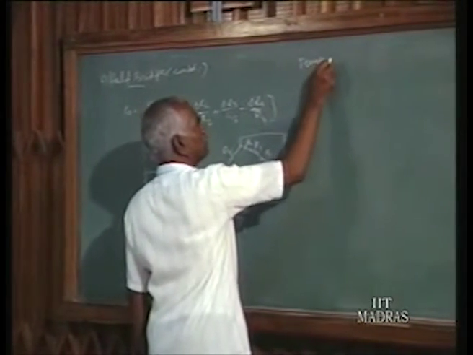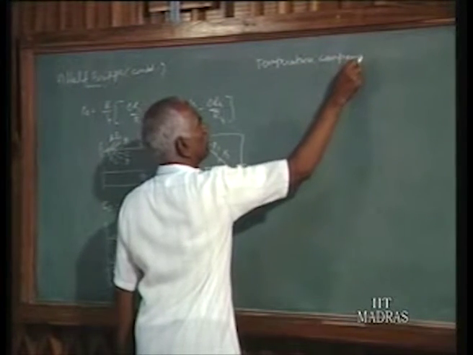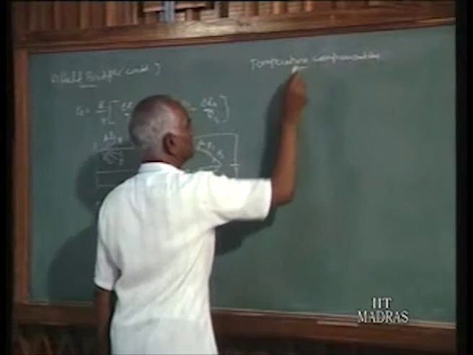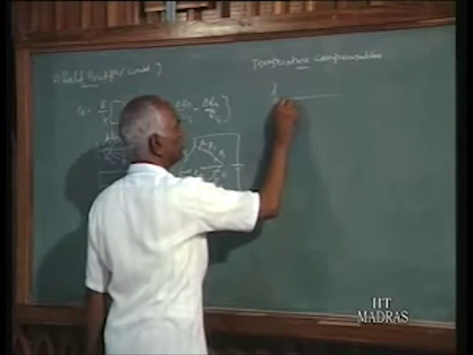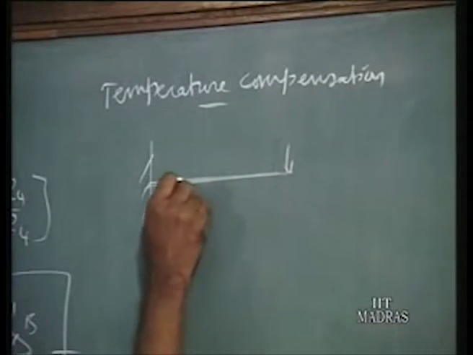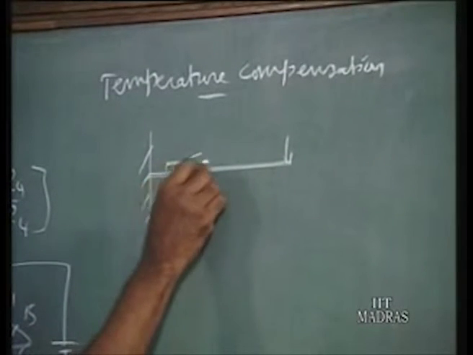This is temperature compensation. So what is temperature compensation? Suppose again with this example we have a quarter bridge, a cantilever, and only one strain gauge is fixed here. So that is our R1.